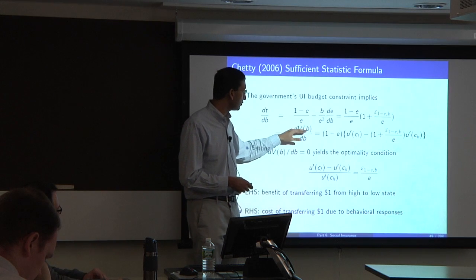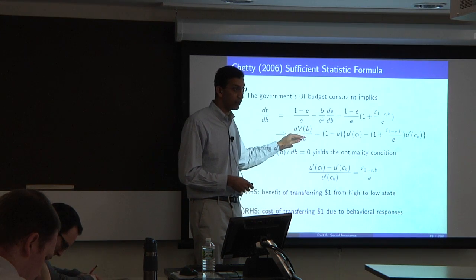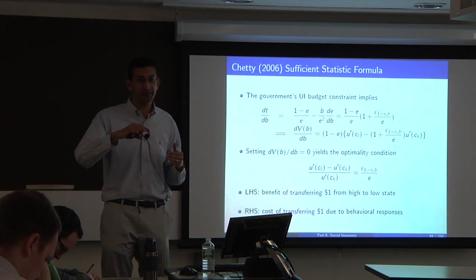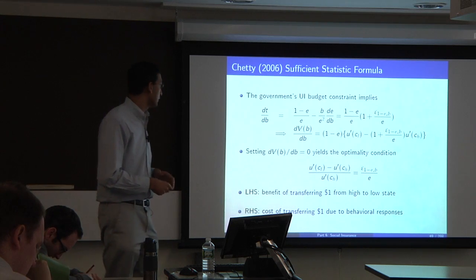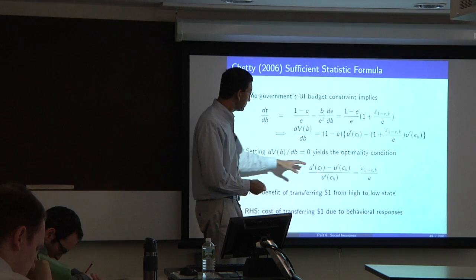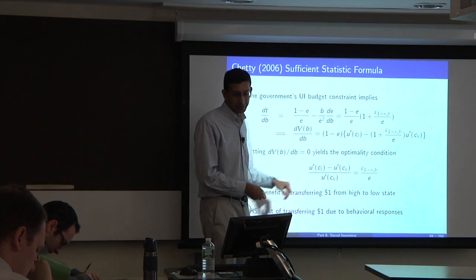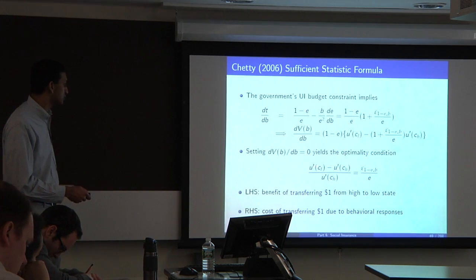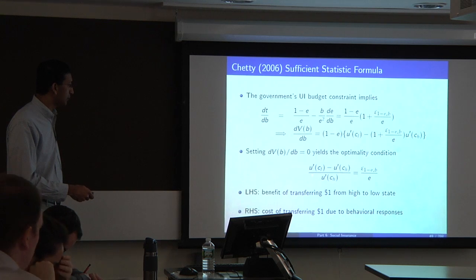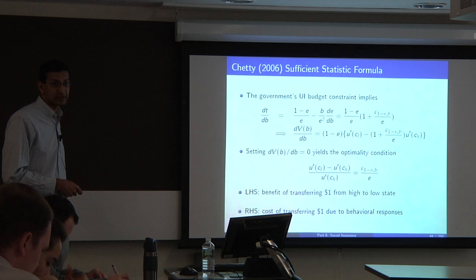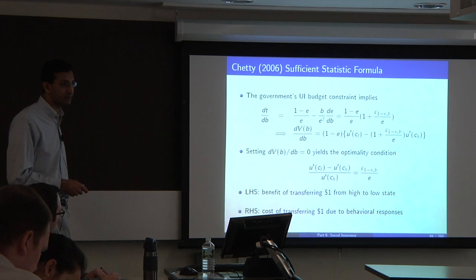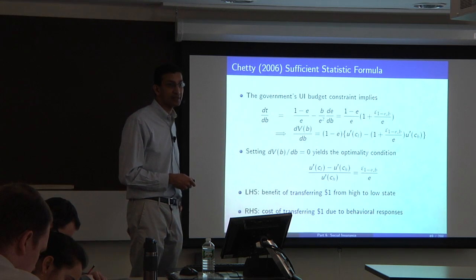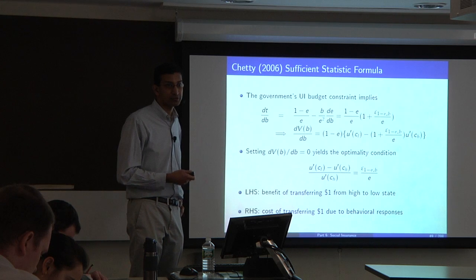So this is the marginal value of raising benefits by $1. And then remember, at the optimum, we want to go to the point where dv/db equals 0. And that's going to give you an optimality condition, which is now used widely in this literature, which is the following. So you want to set the gap in marginal utilities between the low and high states, that's the left-hand side, equal to the elasticity of the unemployment rate with respect to the benefit level.